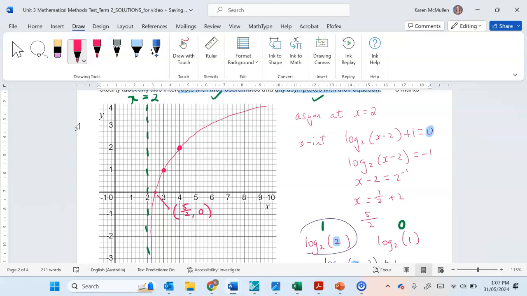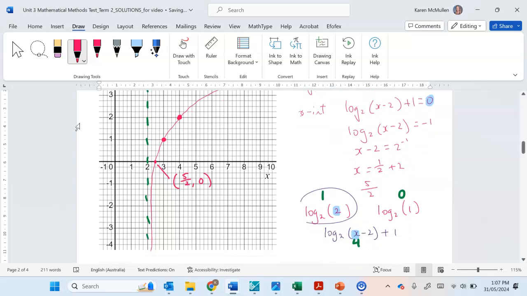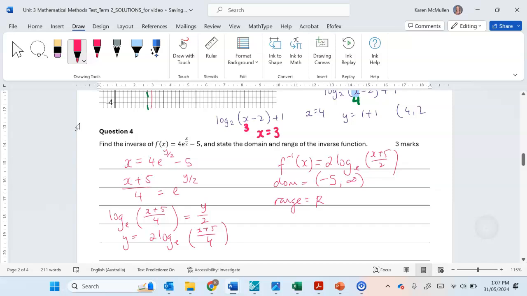All right, and at least it shows you've got some understanding of the direction of your log graph. All right, so moving along.